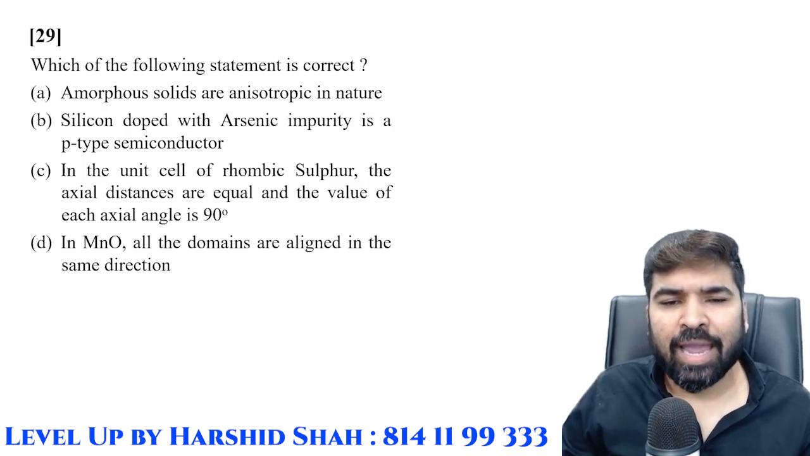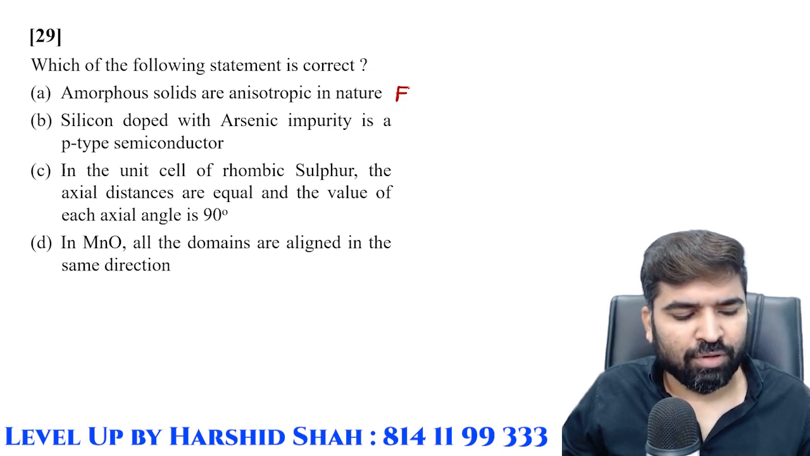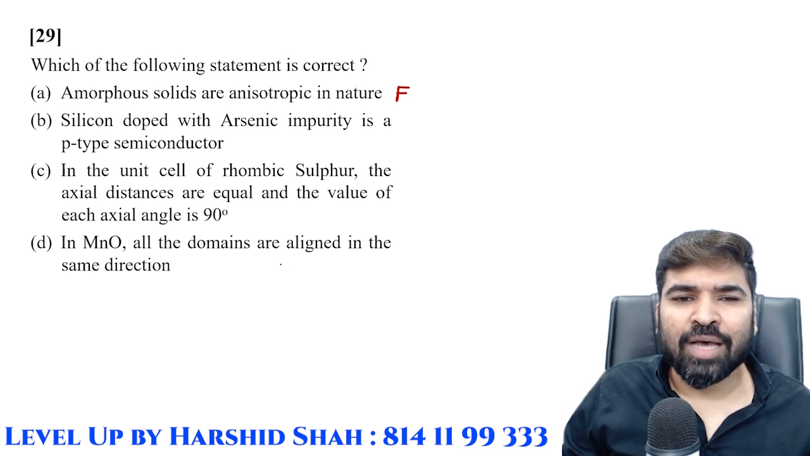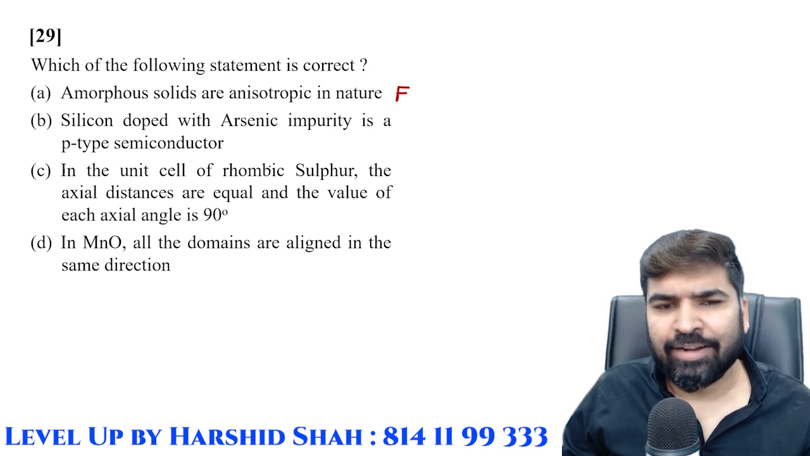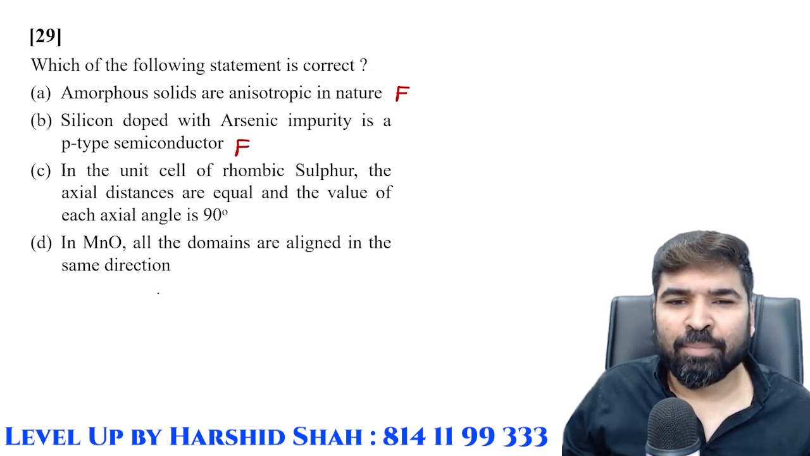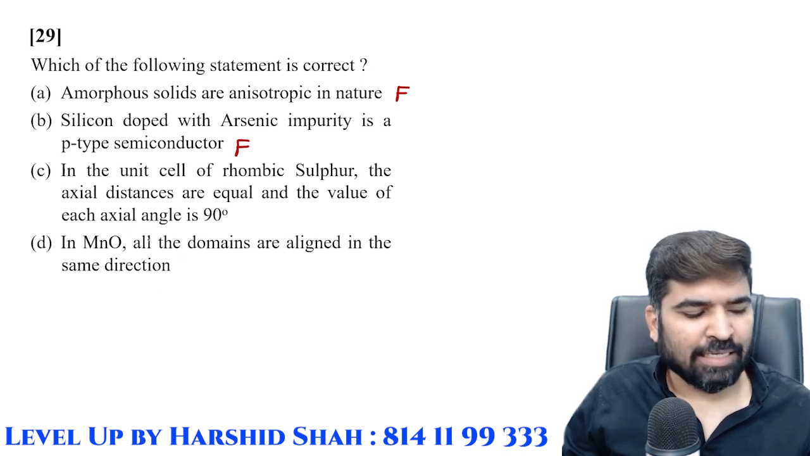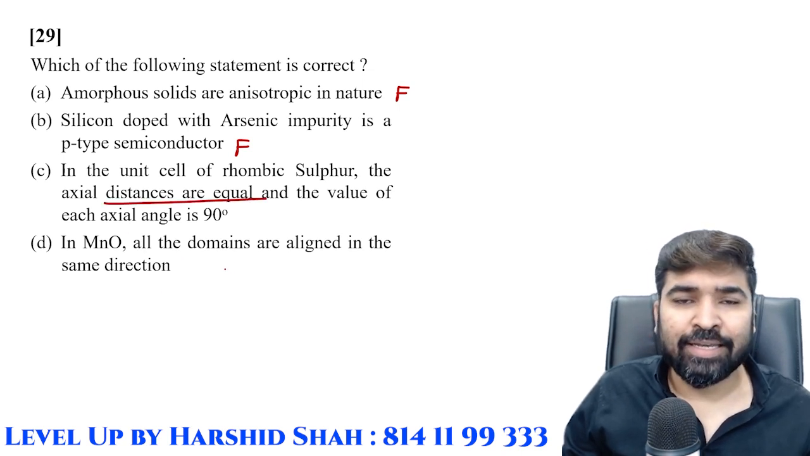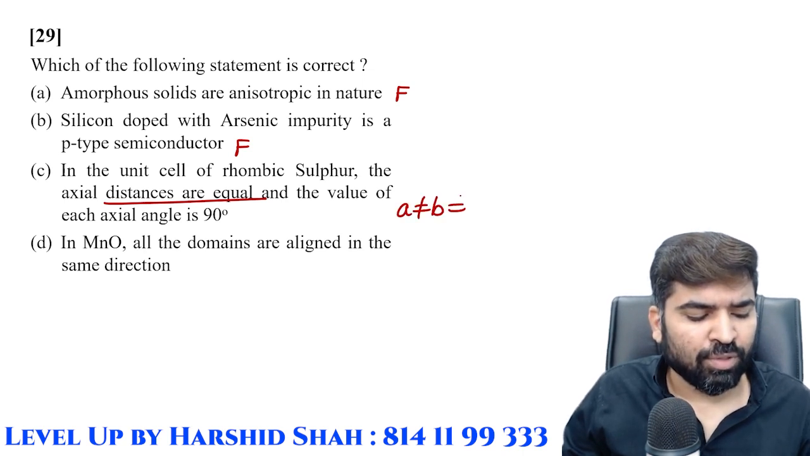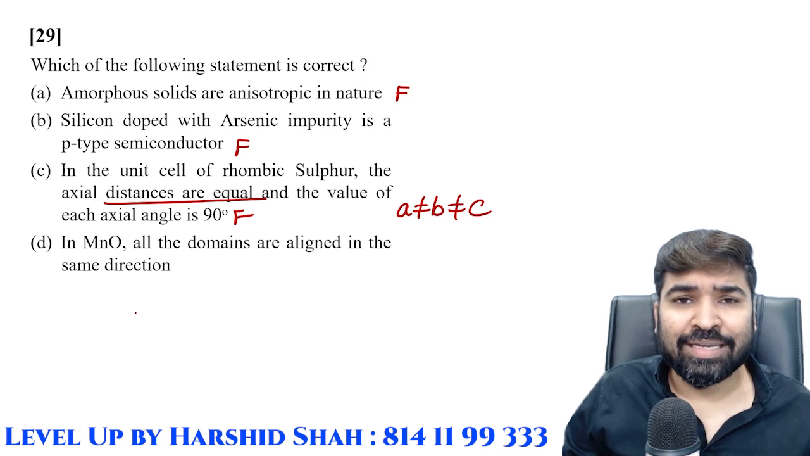Which of the following statements is correct? Amorphous solids are anisotropic in nature. False. They are isotropic in nature. Silicon doped with arsenic is okay. Silicon doped with an electron rich element is n-type. So it's false. In the unit cell of rhombic sulfur, the axial distances are equal. This is where it goes wrong. a is not equal to b is not equal to c. False. There's no need to look at the rest.